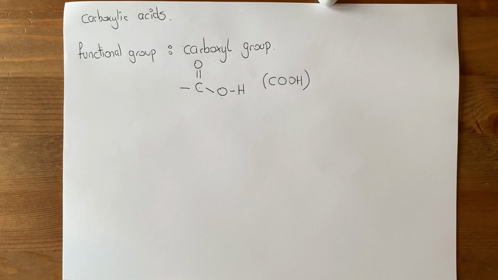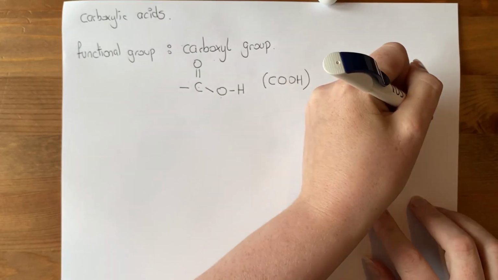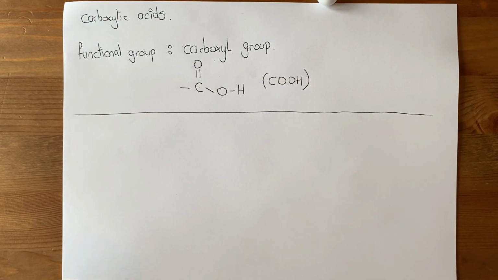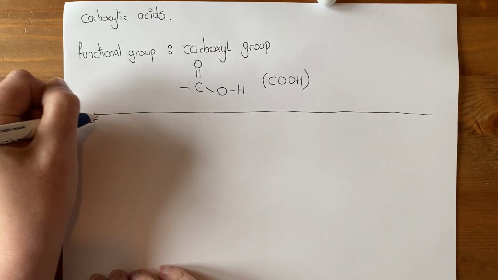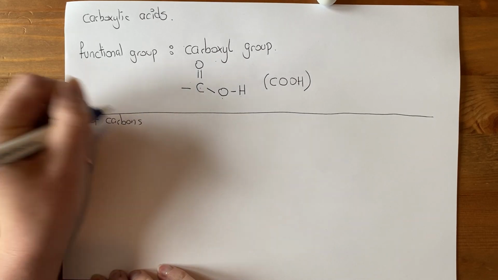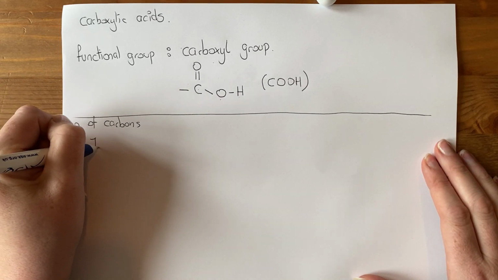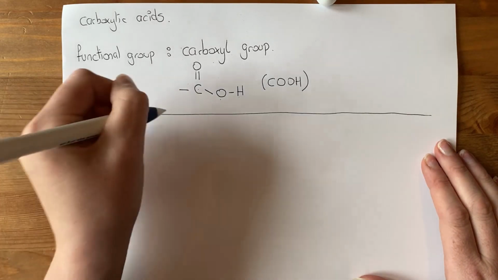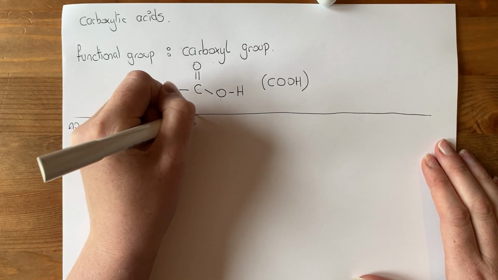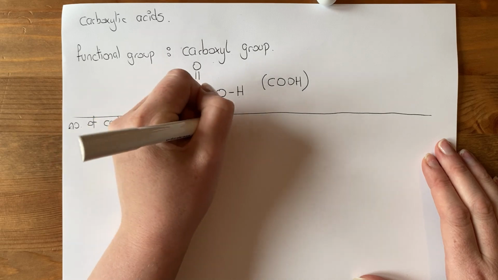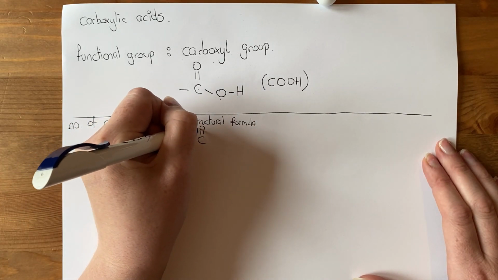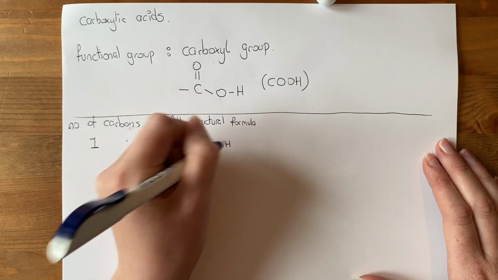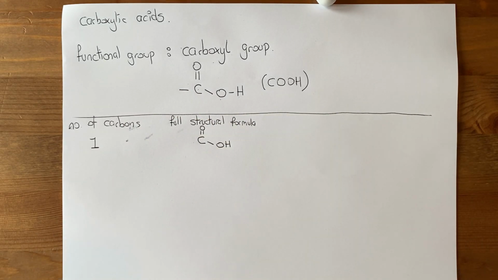So in terms of drawing these and having a look, let's just kind of draw a line under this part just now and think of our first member of the series. So if I have my number of carbons, and we are going to start with just having one carbon. Now that one carbon, if I do my full structural formula, okay, that one carbon is here, and it has a double bond to an oxygen, and it has a single bond, and quite often you'll see us not put in the bond between the oxygen and the hydrogen. That is normal.